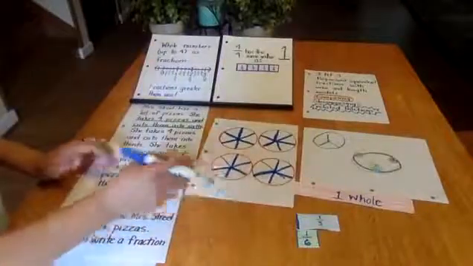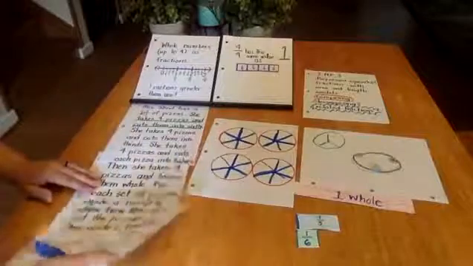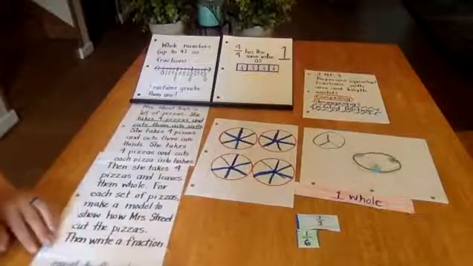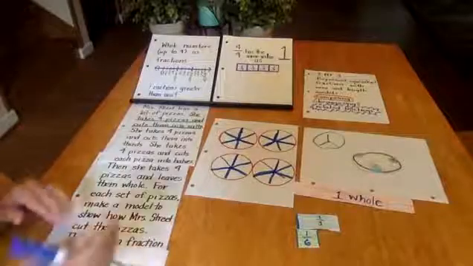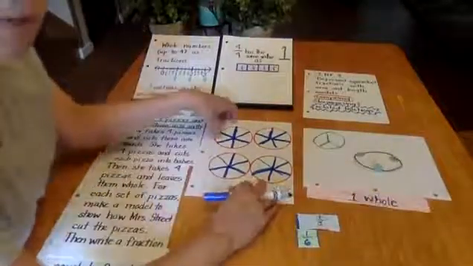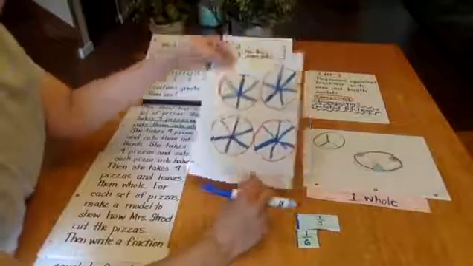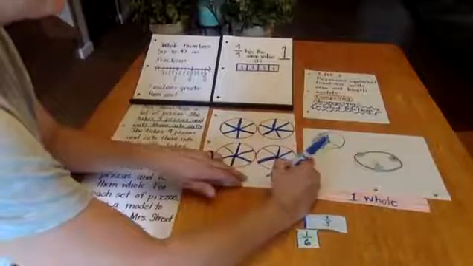Okay, so it wants me to show, let me find it. Write a fraction equal to 4 to show the number of pieces compared to the size of each piece. So how many whole pizzas do we have here? We have 4 whole pizzas. There are 4 pizzas on this paper.